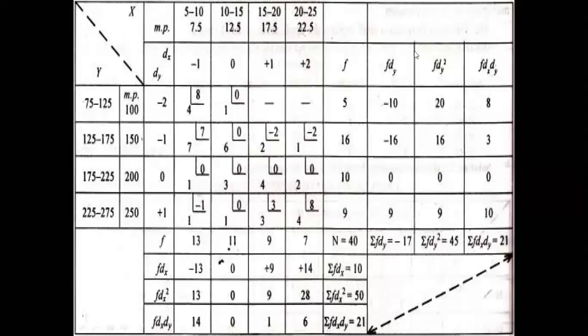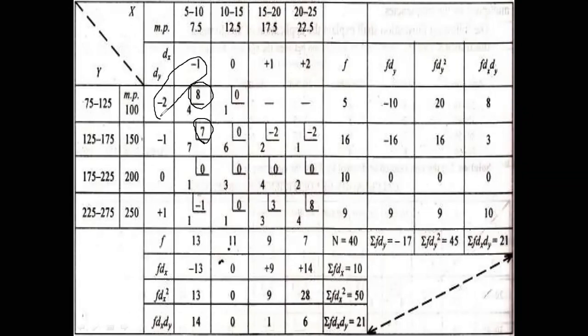As we can see, let me show you how we calculate these blocks. First we do the multiplication of dx and dy. -2 into -1, the value will be +2. Then multiply by 4, the frequency, and that value comes in this particular block. Again, I am repeating to make it clearer: we multiply dx and dy, and after that also multiply by the given frequency in this block. So -2 into -1 is 2, 2 into 4, the value will be 8.